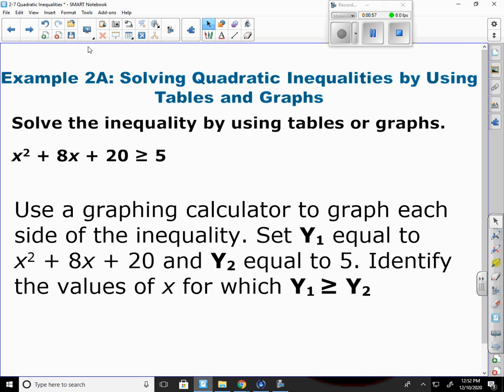And if we were using our traditional graphing calculators like we have in school, then we would just set y1, or the first equation, equal to the left side, and we would set y2, or the second equation, equal to the right side. In this case, we're going to use the Desmos website because I know that you all have access to it.